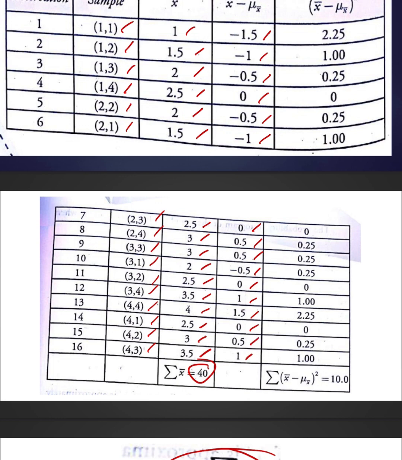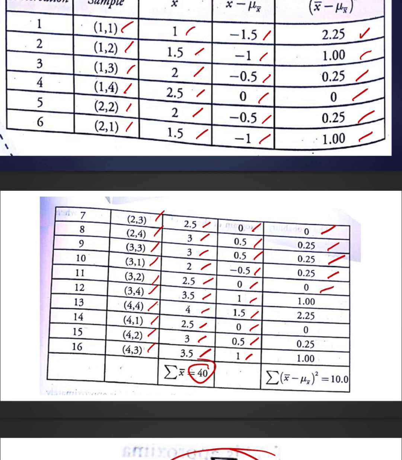Let's square the deviations. The square of negative 1.5 is 2.25. The square of negative 1 is 1. The square of negative 0.5 is 0.25. The square of 0 is also 0. The square of negative 0.5 is positive 0.25. The square of negative 1 is 1. The square of 0 is 0. The square of 0.5 is 0.25. The square of 0.5 is 0.25.